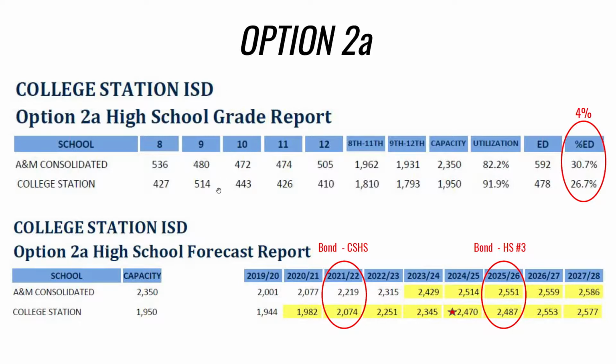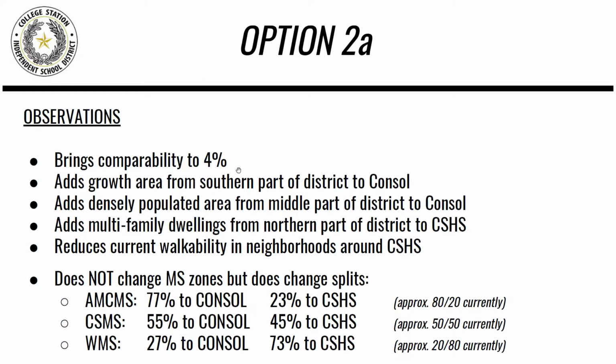Okay, does everyone go with this? We'll move with additional data for 2A. Our observations, again, 4%. It does add a growth area from the southern part of the district to Consol. That's the movement of the boundary in the southern end from 6th to Arrington Road. It adds a densely populated area from the middle of the district to Consol. That's that movement from Graham Road south to Eagle. Adds multifamily dwellings from the northern part of the district to CSHS. That continues to be the movement around the Anderson Street area.